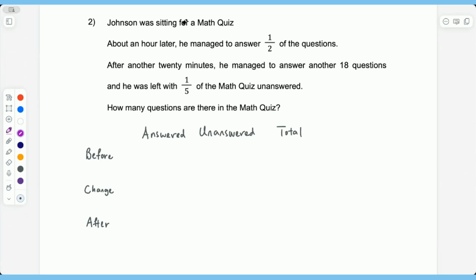Question 2. Johnson was sitting for a math quiz. After an hour, he managed to answer half of the questions. That means he answered 1 unit of the total 2 units of questions.